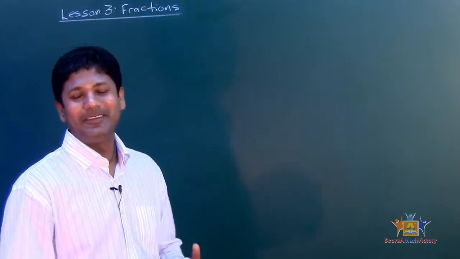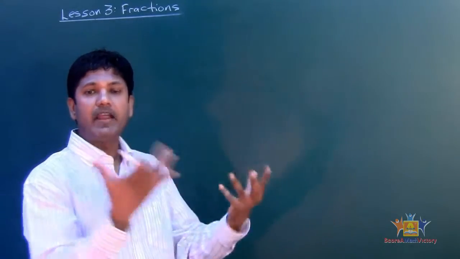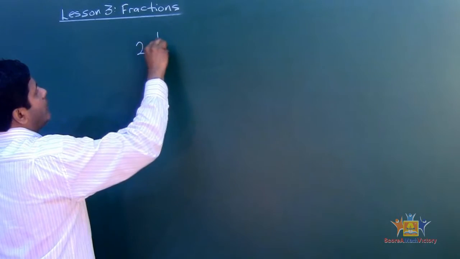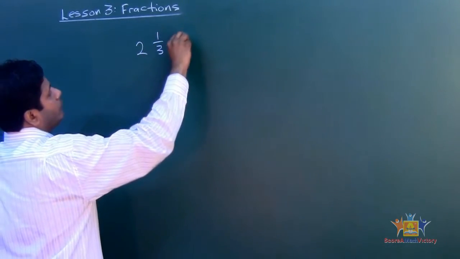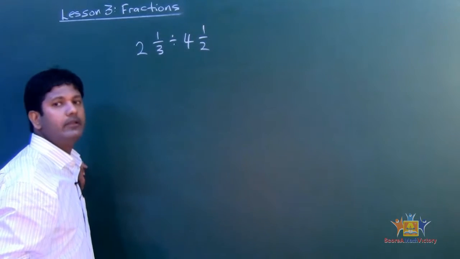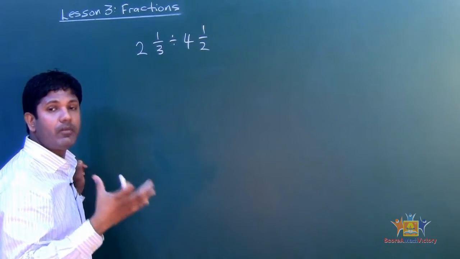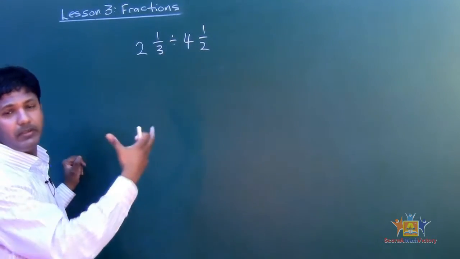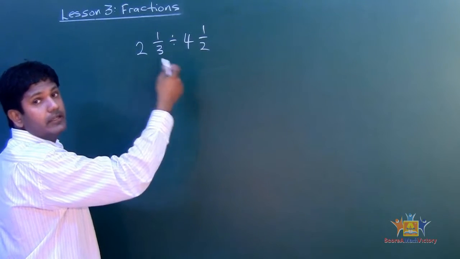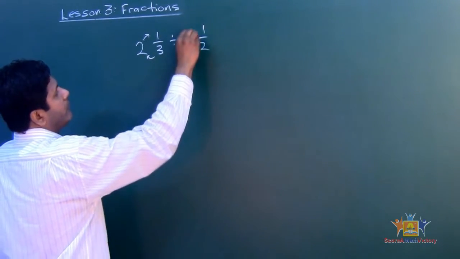All right, my dear students, let's say for example we have a mixed number divided by a mixed number. Let's say I have 2 1/3 divided by 4 1/2. So how do we do that? The key is what? Exactly, both have to be in the form of a fraction. These are mixed numbers, so we're going to convert them into improper fractions using the semi-rotation method for both of them.